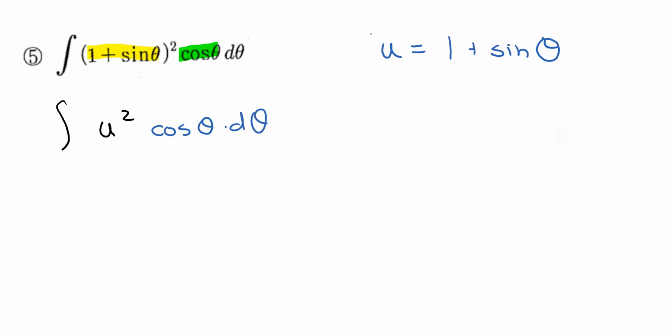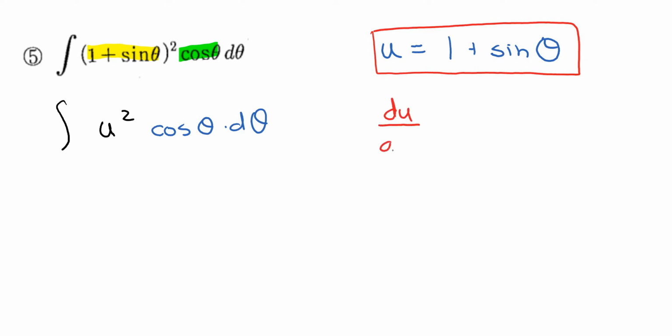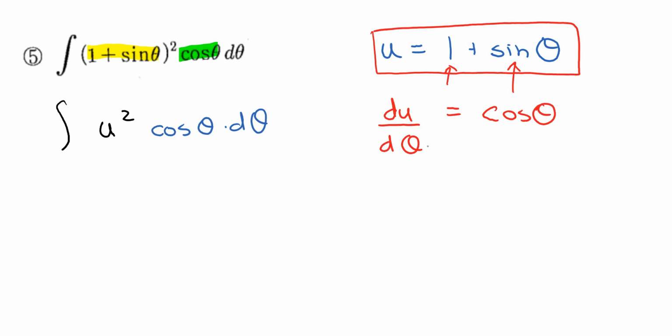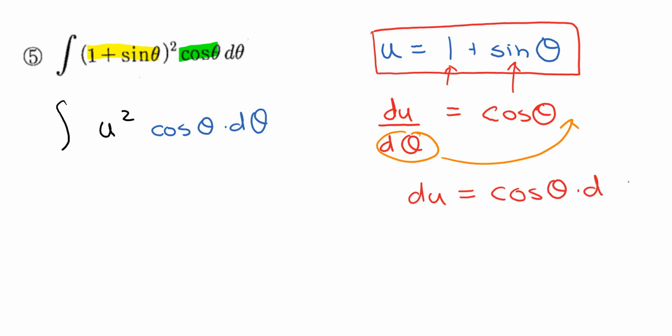Okay, and after that, I can take the derivative of my u expression right here. So let's go ahead and find the derivative. So it'll be du over d theta equals, well, the derivative of 1 is going to be 0, and then the derivative of sine theta is going to be cos theta. So cos theta. And that's looking pretty good because I see my derivative over here. So all I have to do now is take my theta here, my orange theta, and just multiply that up there. And then I have du equals cos theta times d theta.